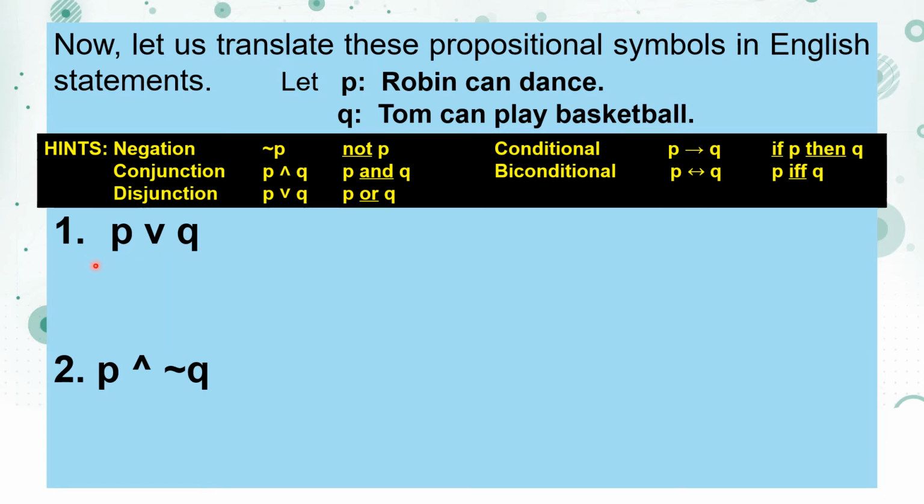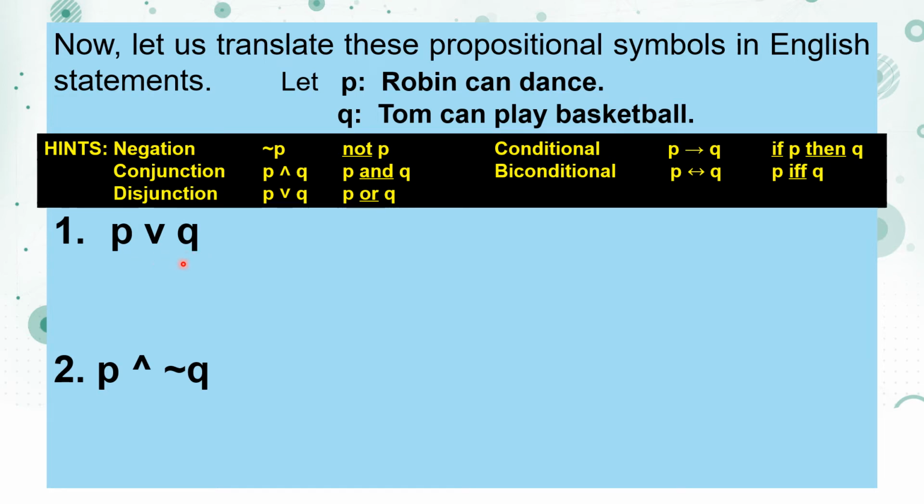Now, let us translate number 1 into English statement. So, mapapansin ninyo, ang ginamit na symbol ay letter V. So, pag letter V, it is disjunction. At ang basa natin sa symbol na V ay the word or. Ang keyword natin ay or. So, we read this as P or Q.